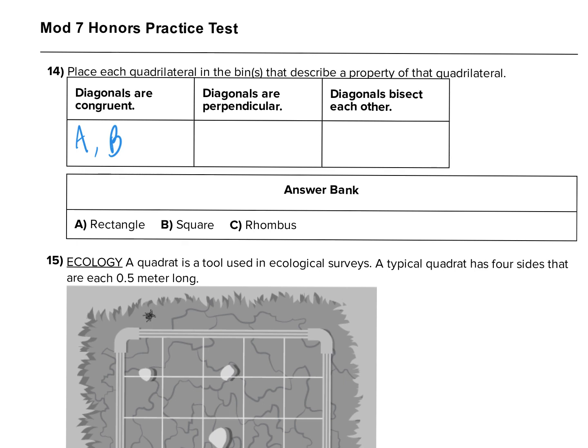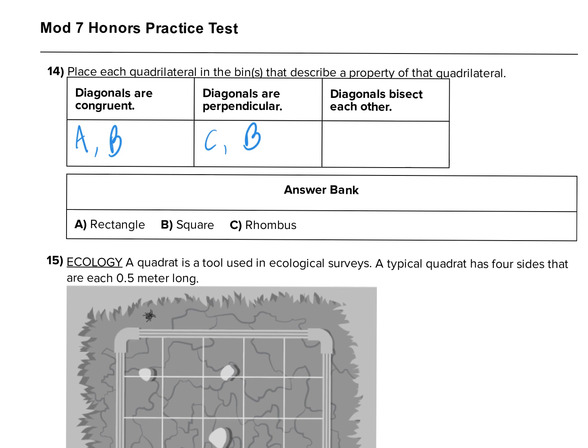Diagonals that are perpendicular. So remember, if you remember measuring the quadrilaterals, the rhombus had the diagonals form 90-degree angles in the center. But remember, a square is also a rhombus, so we can't forget the square either.